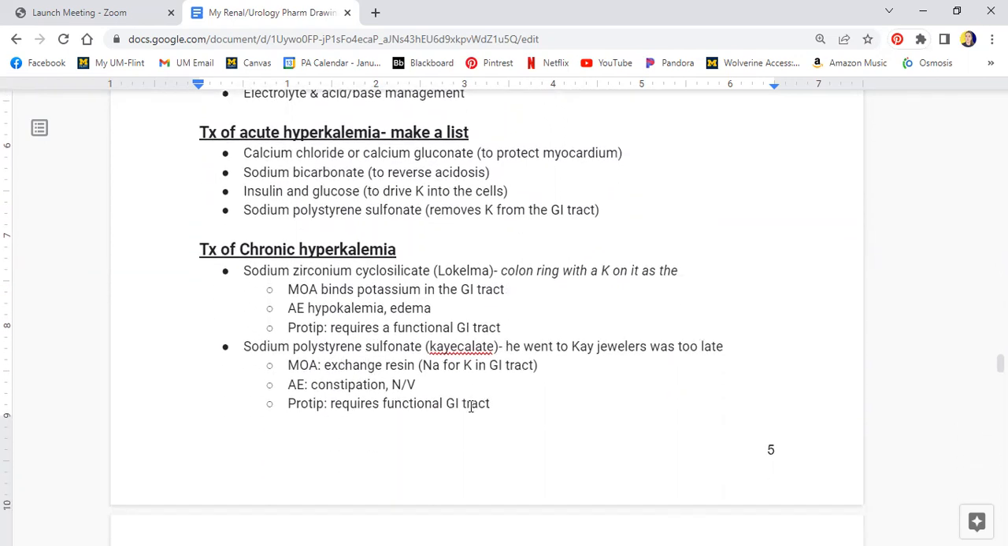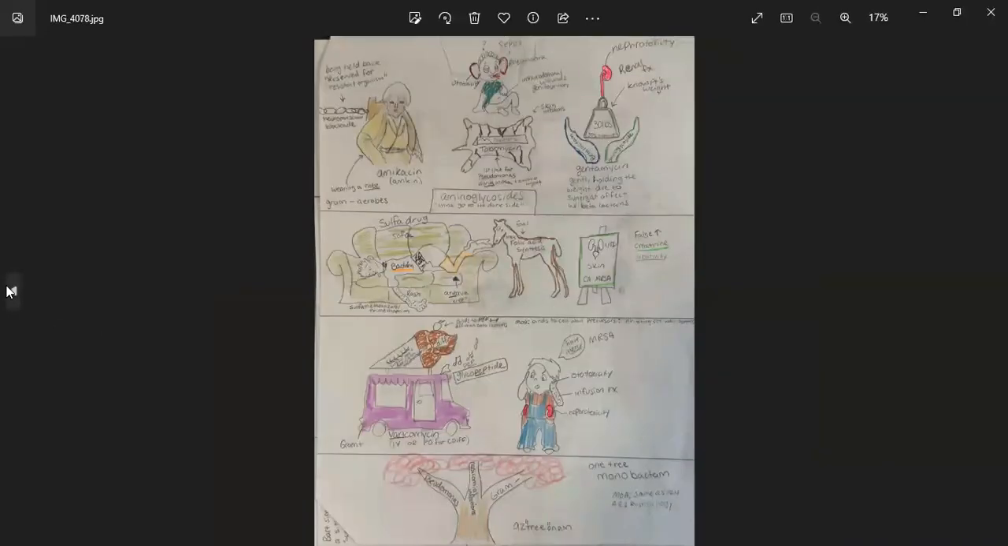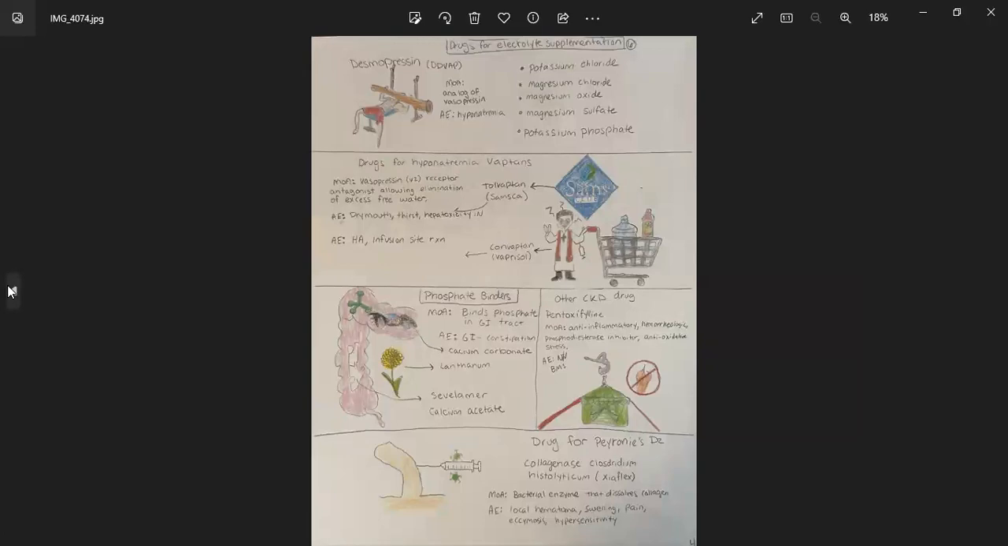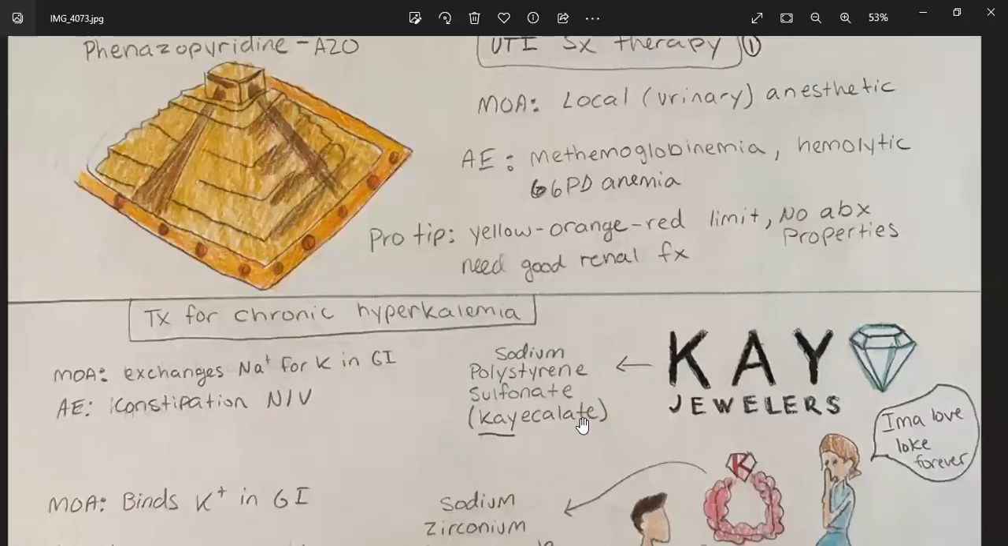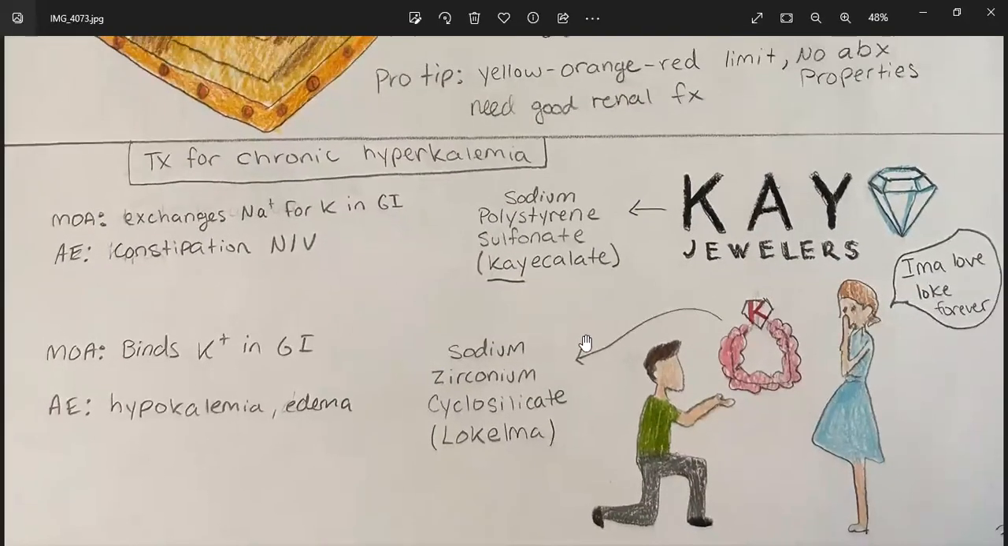To treat chronic hyperkalemia, I have a picture somewhere. Okay, right here. Chronic hyperkalemia. We have our drugs, sodium polystyrene sulfonate, or Kayexalate, and then sodium zirconium cyclosilicate, or Lokelma. So zirconium sounds like your diamonds, your rings, and then we went to K Jewelers for Kayexalate. So this dude, he's proposing with a colon ring. And that's because these exchangers have slightly different MOAs. But they both work in the GI tract, which is why the ring is shaped like a colon.